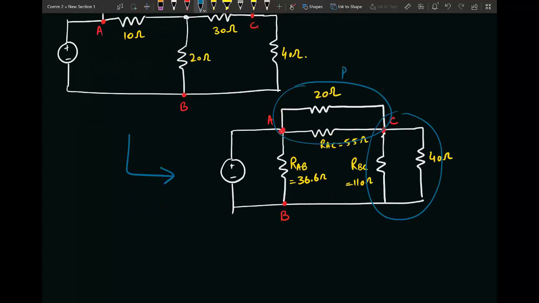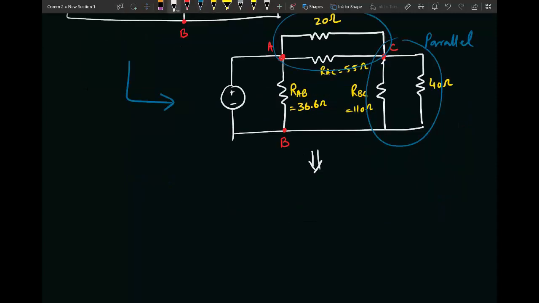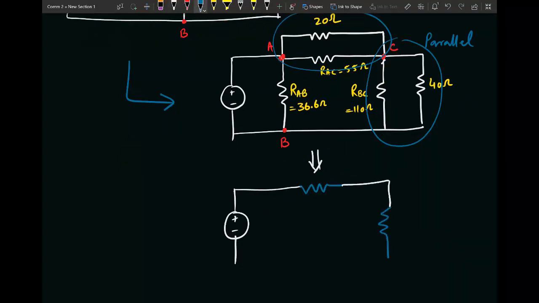This is one set of parallel resistances which will be reduced to one resistance. This is another set of parallel resistances which will be reduced to one resistance. And finally the equivalent circuit looks like this, which can easily be reduced to one resistance across the power supply.